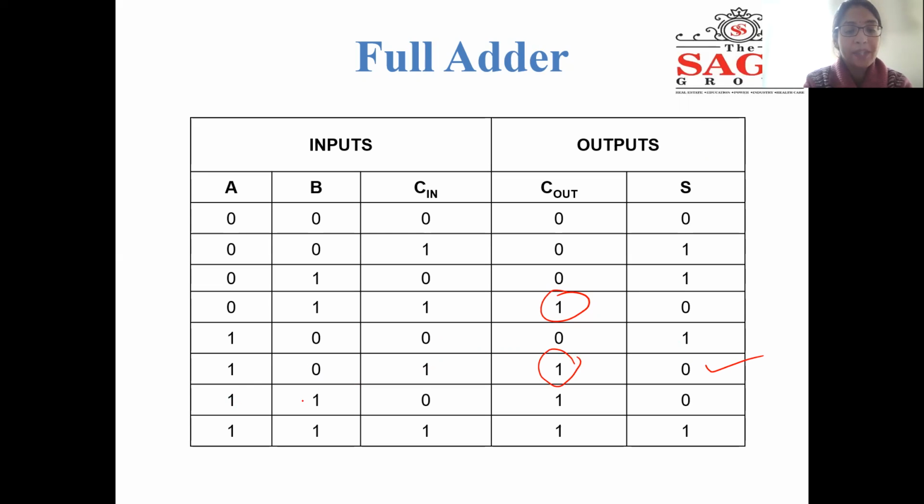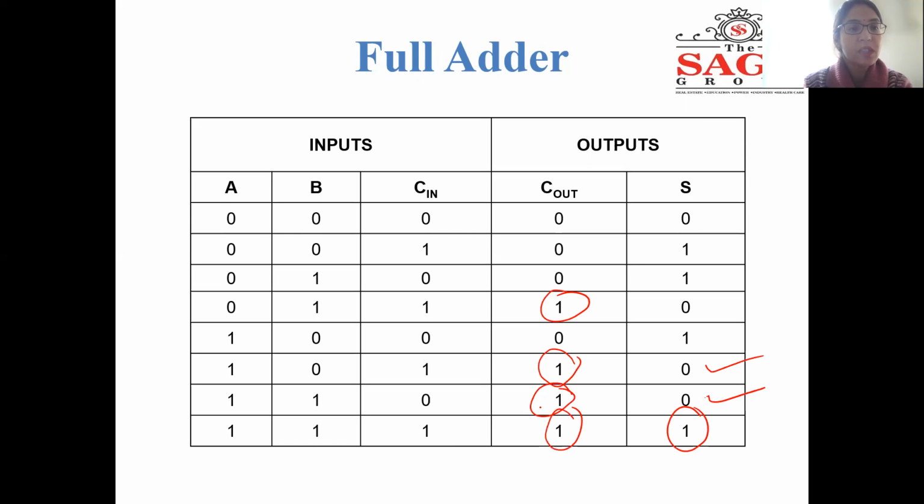Next, again 1 plus 1 is 0 with a carry 1, and 1 plus 0 plus 0 is 0, so the sum will be 0 and carry will be 1. Now 1 plus 1 is 0 with a carry 1, and 1 plus 1 is 1. So if you have three ones to be added, then your sum will be 1 and carry will be 1.